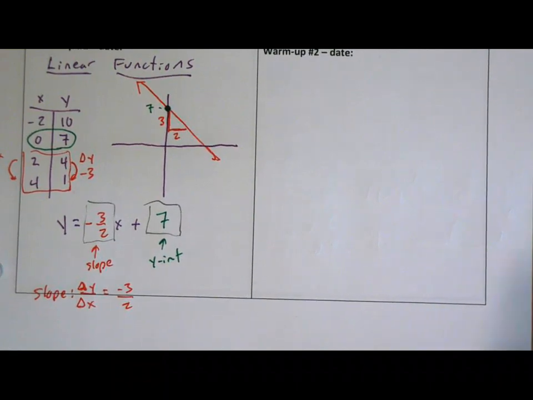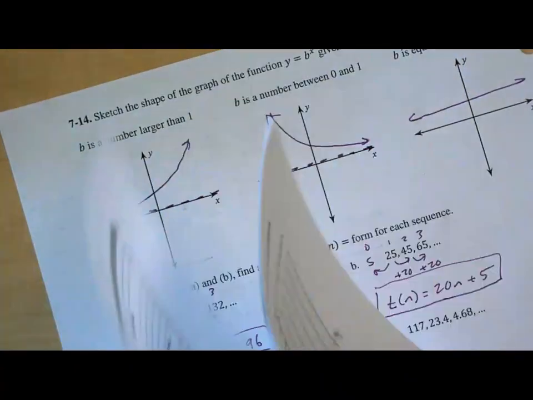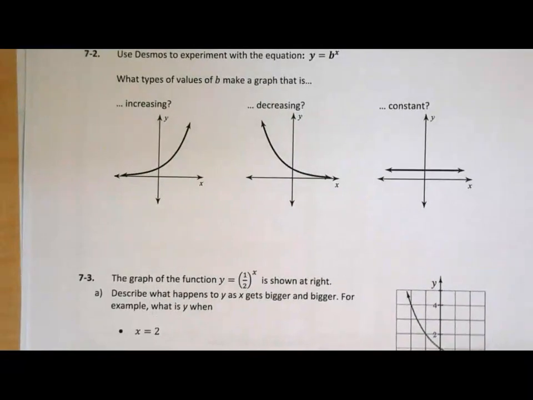So what I'm going to ask you guys to do at this point is turn to the first page of notes. It should say 7.1.1 at the top. Looks like that.